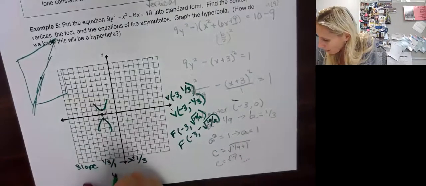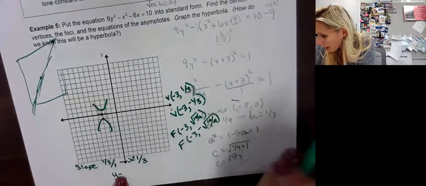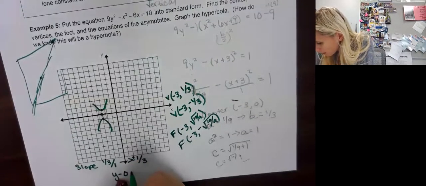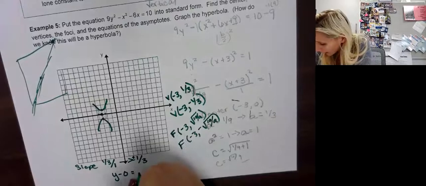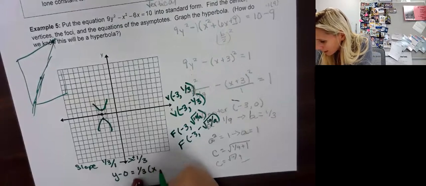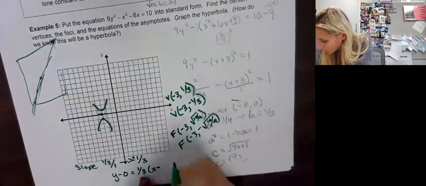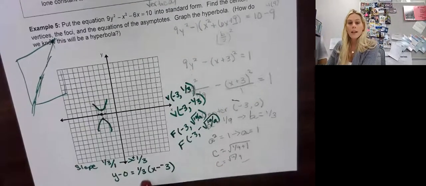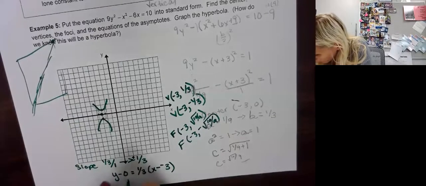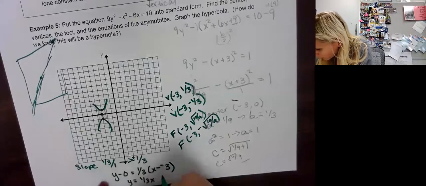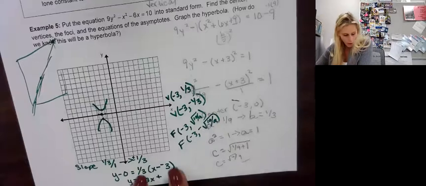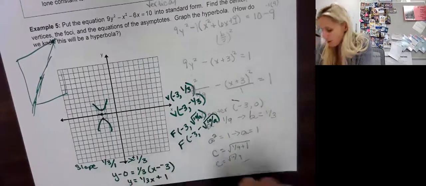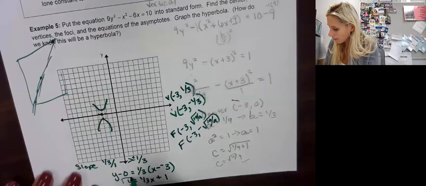So we have y minus y1, the y of our point is 0, equals, and then of course I have the first slope of positive 1/3 times x minus our x value, which is negative 3. And then of course we can simplify this. So y equals 1/3 x when I distribute, plus, and then 3 times 1/3 is 1. So that is one of the asymptotes.